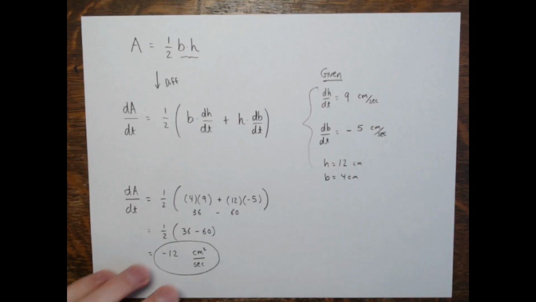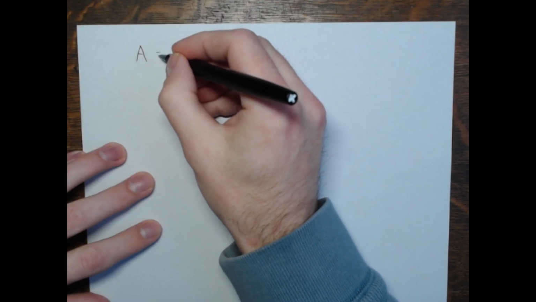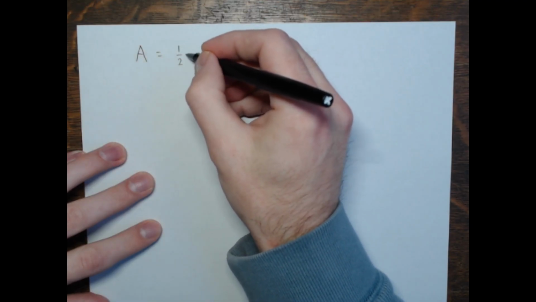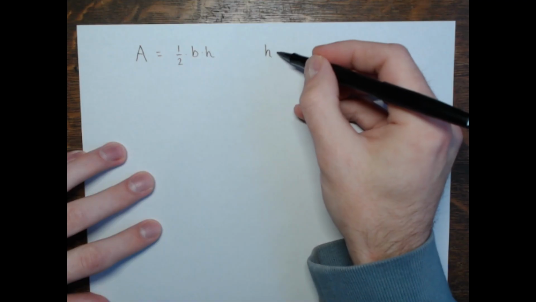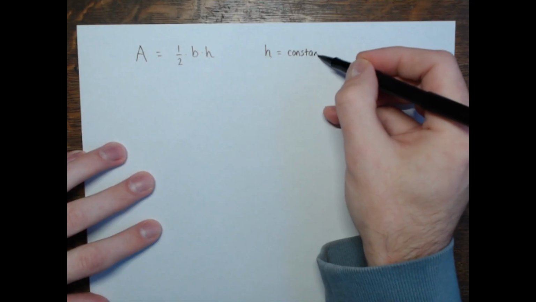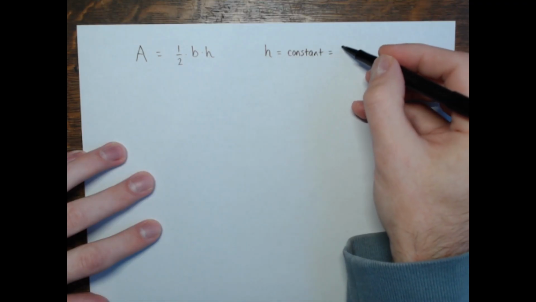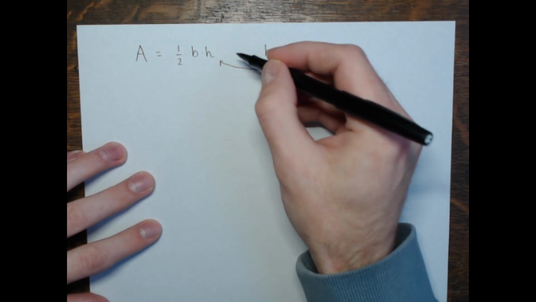So remember I brought this up in other problems, right? The height of this triangle is being held constant. So it's still the area of a triangle problem, right? Area is 1/2 times the base times the height. But they're telling us the height is constant, so it does not change with time. So I can plug those in. They're telling me that it's 9 centimeters.